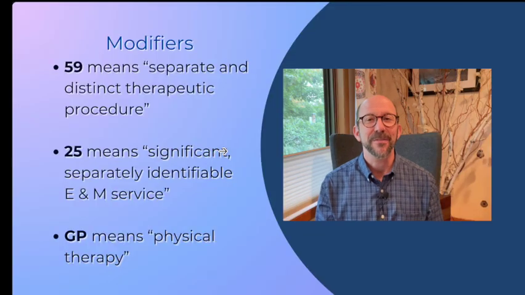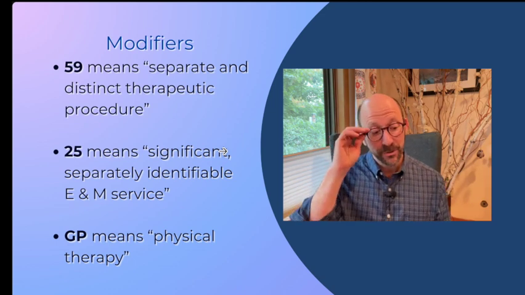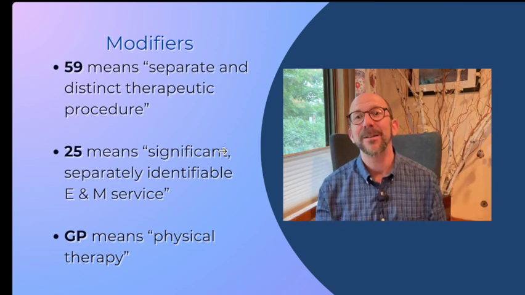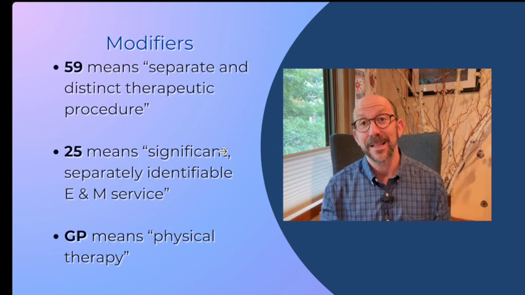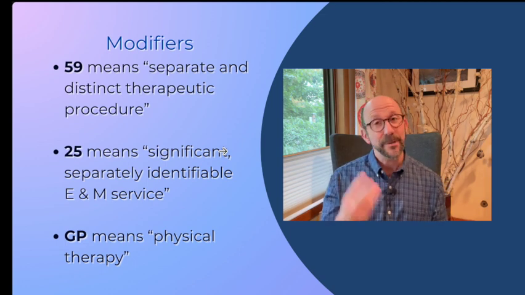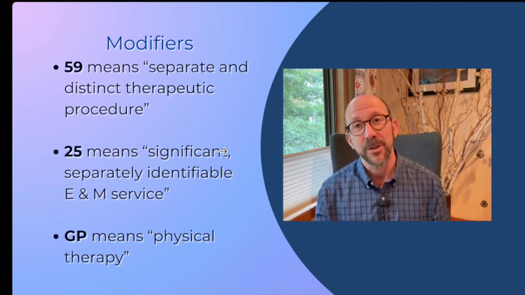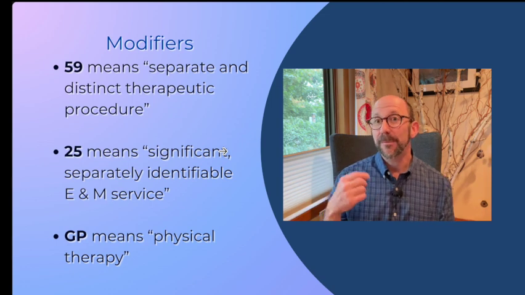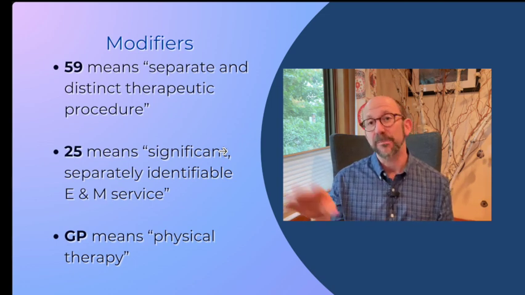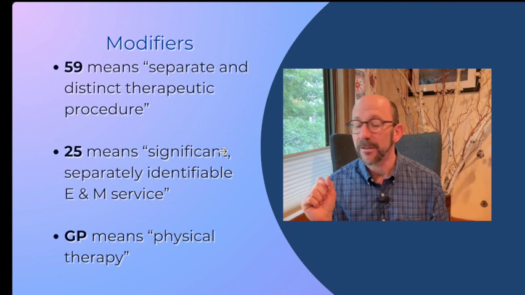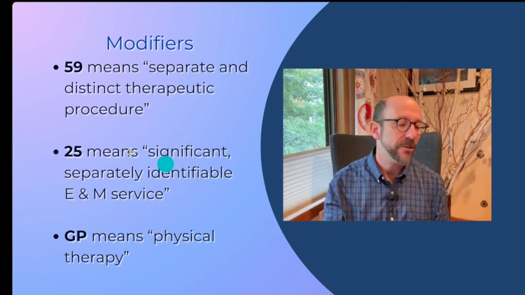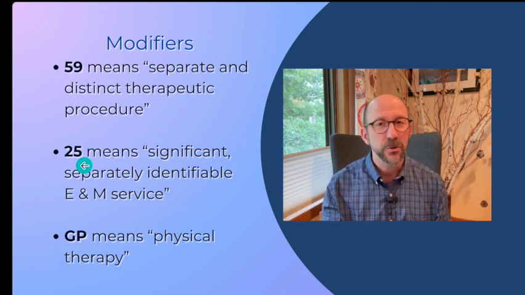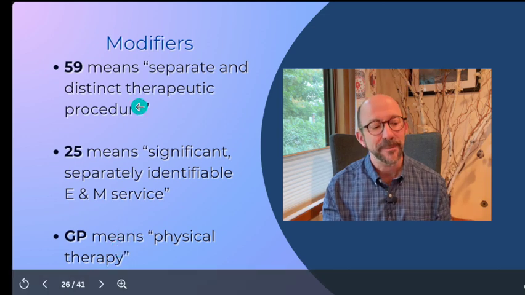because sometimes you just need to push a little bit. We're going to talk now about the modifiers, which are those 2-digit or 2-letter appendages that I talked about that get tacked on the end of some codes. There's 3 modifiers that you want to know about. If you're billing Medicare, there's more modifiers, but that's beyond the scope of this here little video. The 3 that you need to know about are 59, 25, and GP.